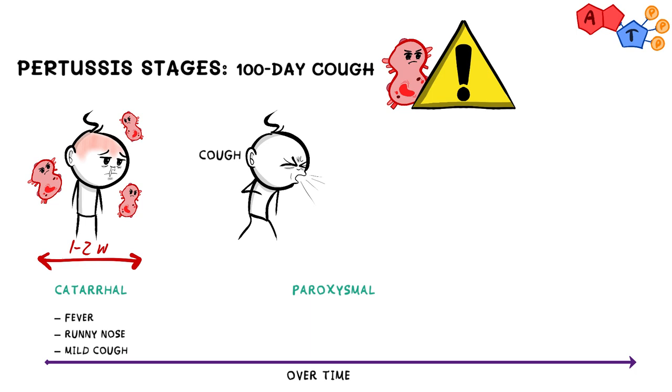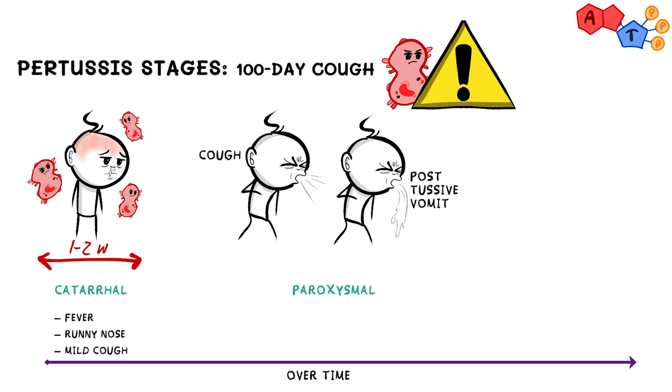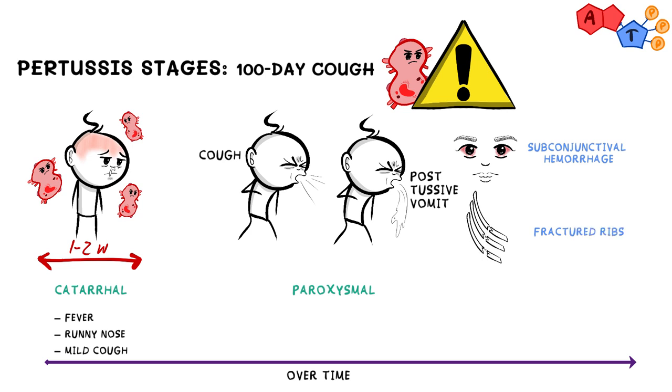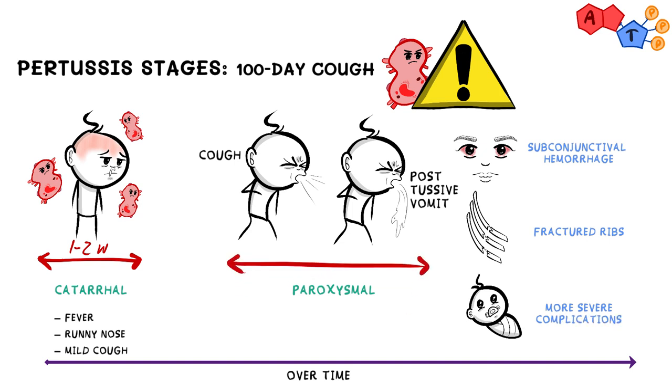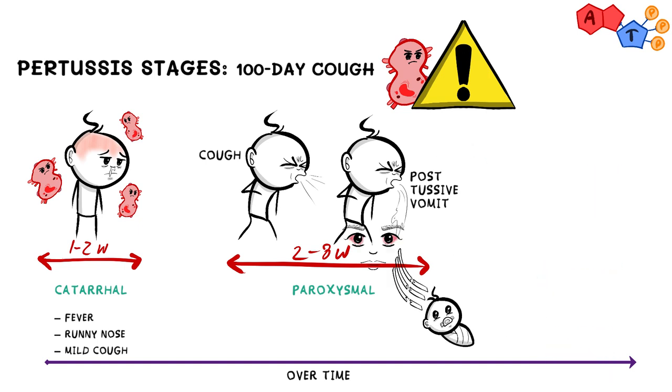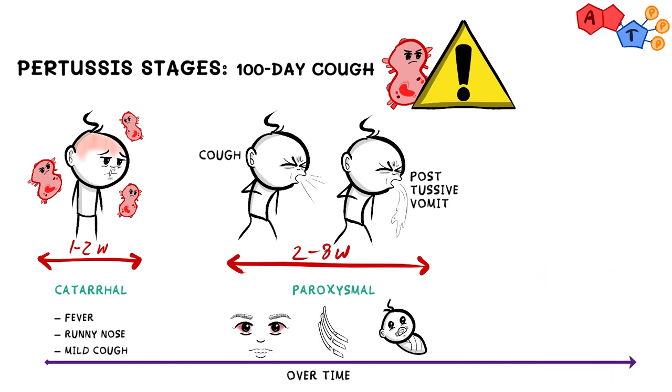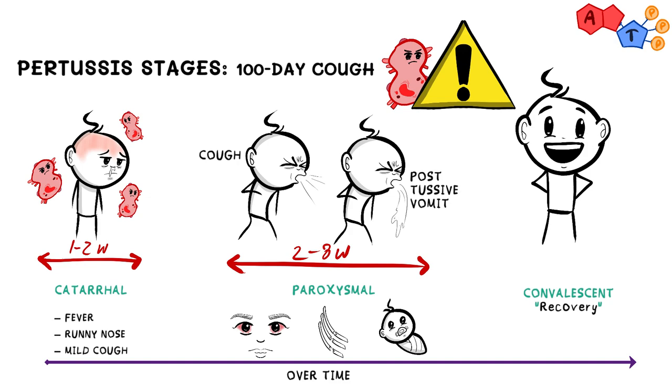Also, patients can have post-tussive vomiting, which simply means vomiting after coughing. In some cases, patients can also have subconjunctival hemorrhage or rib fractures, although it's not very common. Infants usually have more severe problems, such as cyanosis or apnea. This phase usually lasts for 2 to 8 weeks, but can last longer. And lastly, the last phase is convalescent, which is simply the recovery phase.